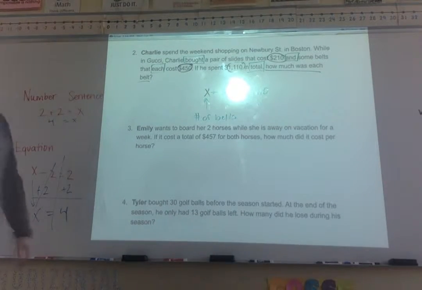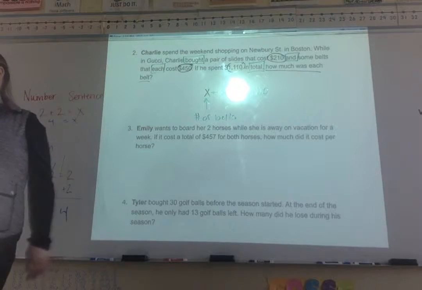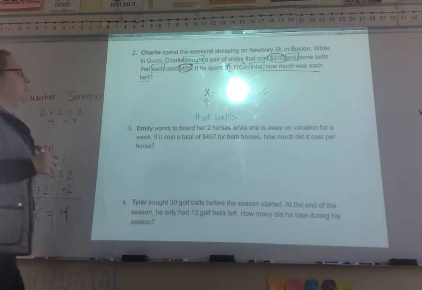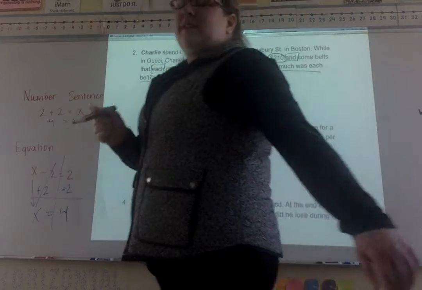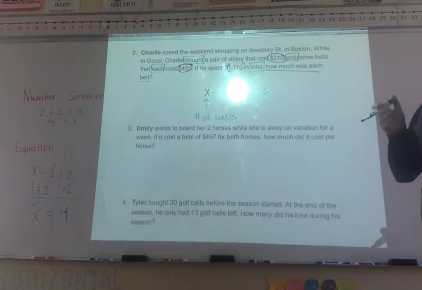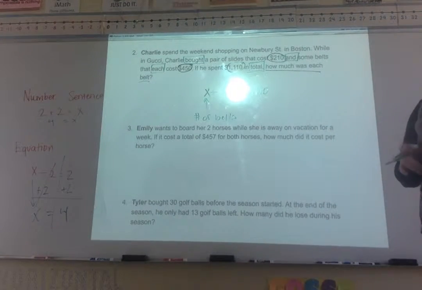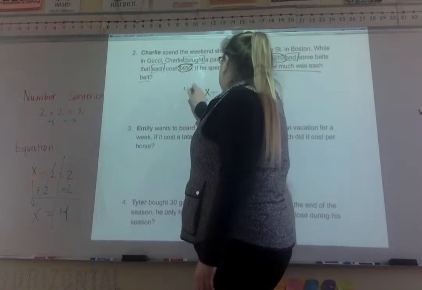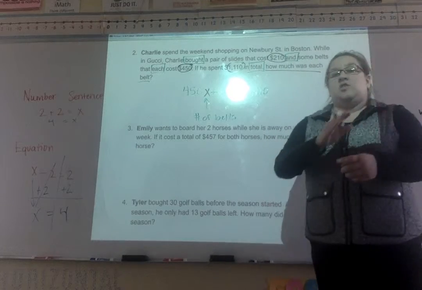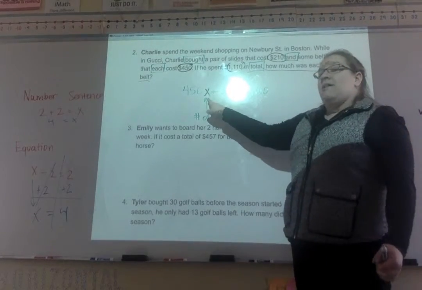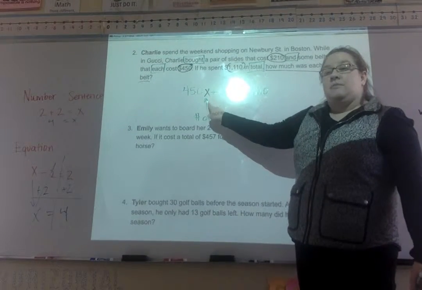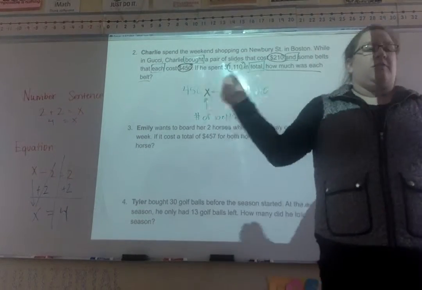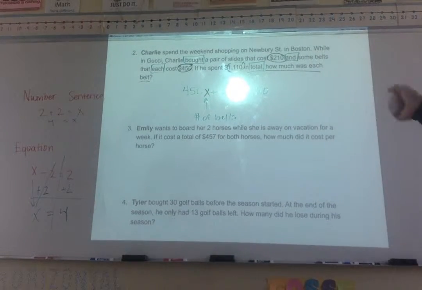How much is each belt? 450. Good. So, I'm getting ahead of myself. Do we know how many sets of 450 he spent? Not yet. We're going to find that out. So I have to multiply 450, which is the cost per belt, times however many belts he bought. So X represents number of belts times 450.